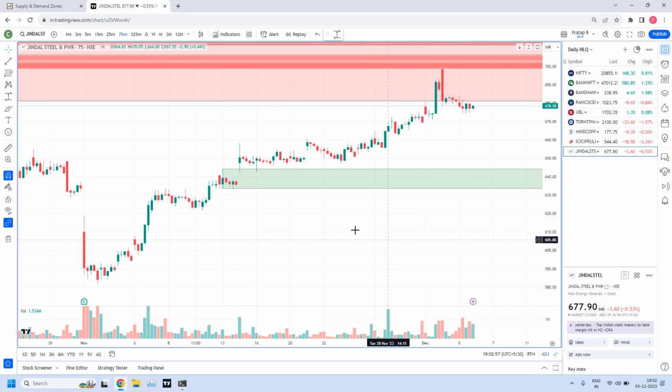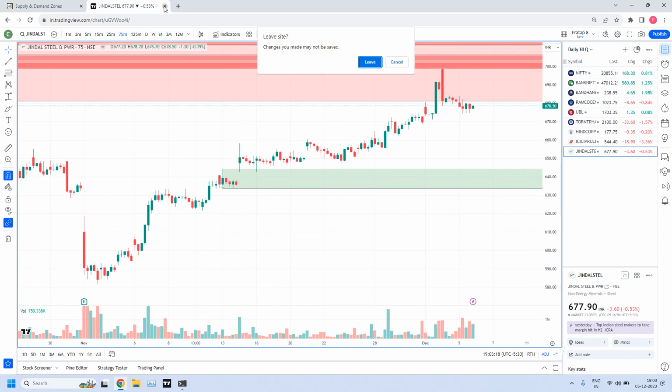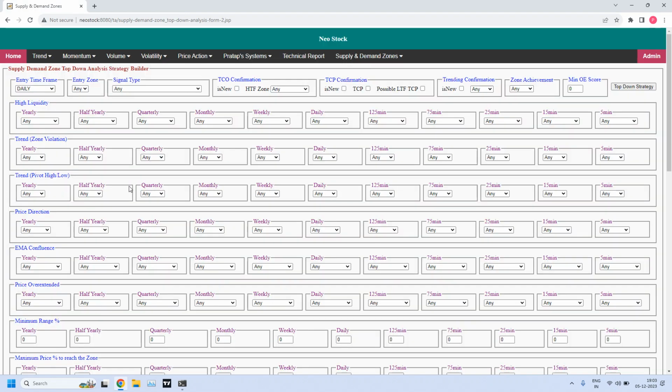So this is about the analysis based on yesterday's reports generated by our NeoStock software. Now let us go to the NeoStock software and generate demand and supply zones for all the time frames. First we will start with the daily, and apart from stocks near demand and supply zones, we will generate the other reports also for the daily time frame. So let us generate demand and supply zones for daily time frame. Entry time frame is daily.